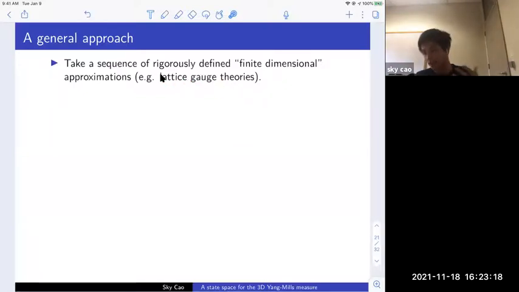So basically, these lattice gauge theories are statistical mechanical models on a finite lattice. Think of it as like an Ising model. We know Ising models on finite lattices are well defined, so there's no problem there. These things are mathematically well defined.